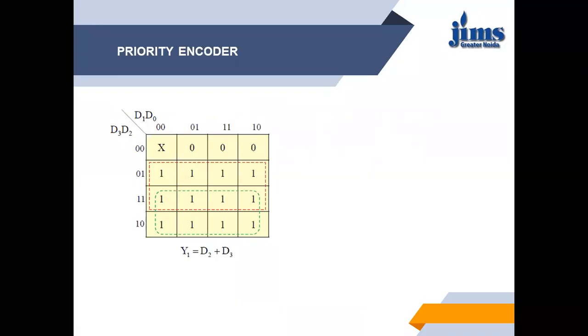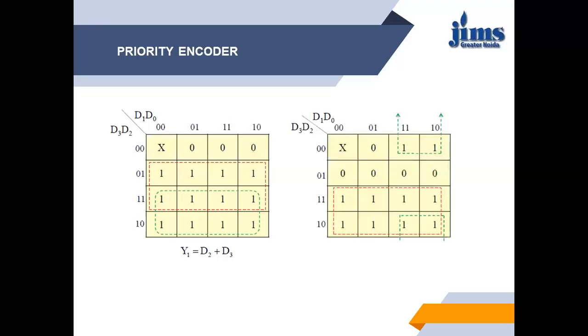I have two octets. Similarly, we can solve the K-map for y0. It is one octet and one quad, and the output comes y0 equals d3 plus d2 bar d1. And similarly, we can find the K-map for v, which comes to be d0 plus d1 plus d2 plus d3.